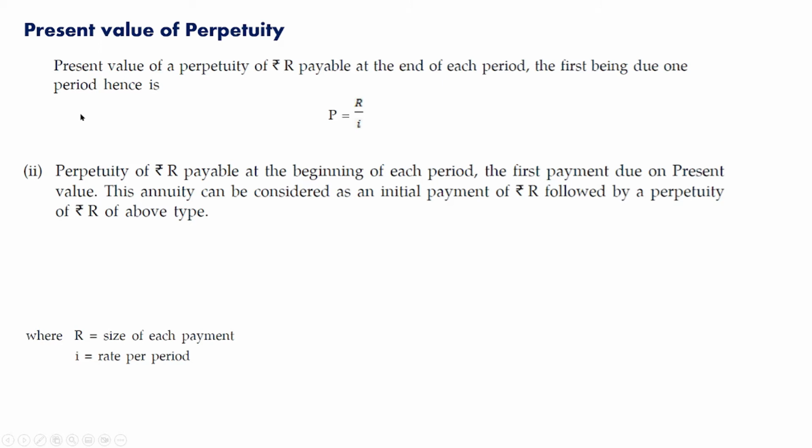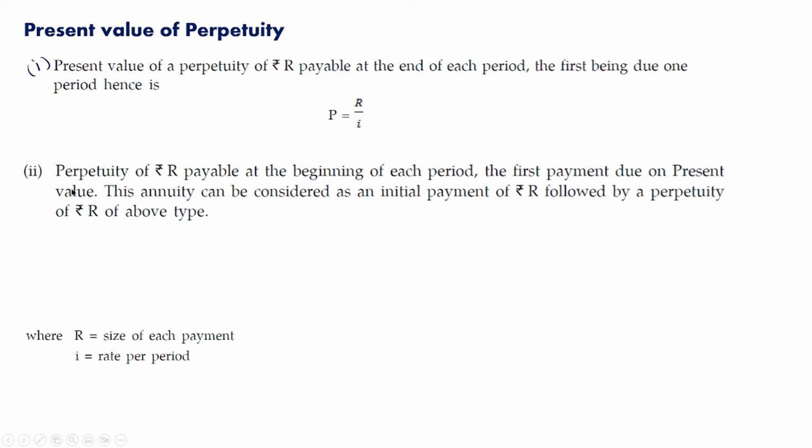And now we will see the present value of perpetuity. In this, we have to remember these two formulae. One is the present value of perpetuity of rupees R payable at the end of each period, and the other is the present value of perpetuity of rupees R payable at the beginning of each period. So this formula is very easy. Present value of perpetuity of rupees R payable at the end of each period, the first being due 1 period hence, which means after the first period, is P is equal to R by I.